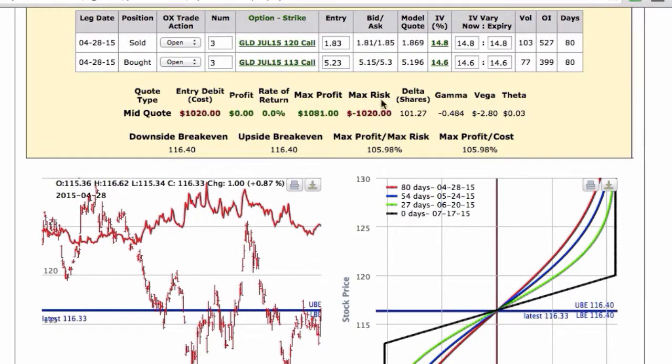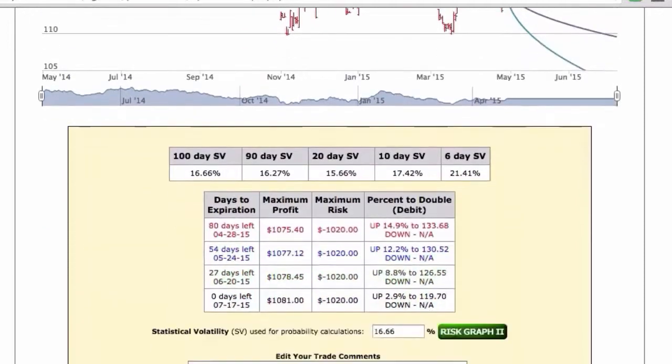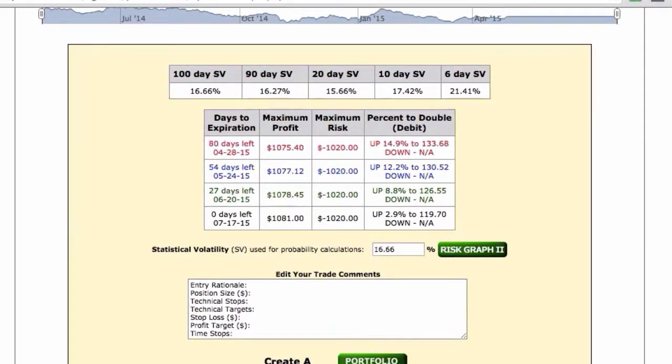And in this case, we're risking $1,000 for this position. We're buying the July 113 call, and we're also selling the July 120 call for a total risk of $1,000 if we are to put 3 contracts on for this position. Now, let me scroll down here and show you the metrics for this particular position. Now, I like to measure my positions on how quickly that position yields a 100% return on investment, meaning how quickly am I going to double my money.